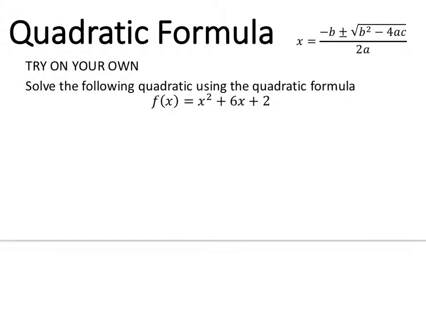So your try on your own problem is: solve the following quadratic using the quadratic formula. And you have x squared plus 6x plus 2. Good luck.